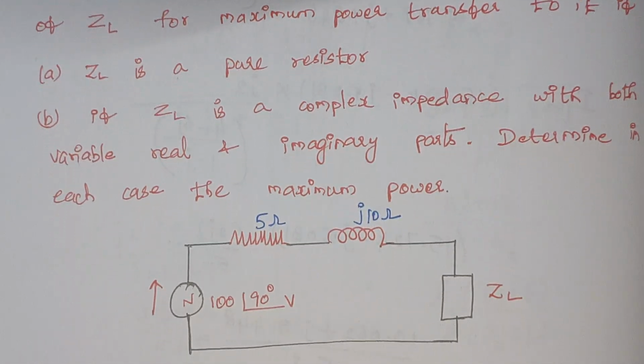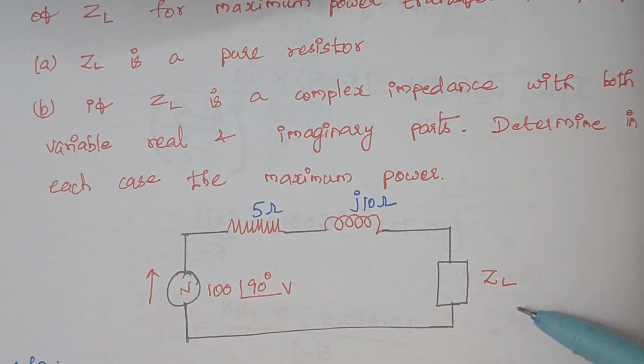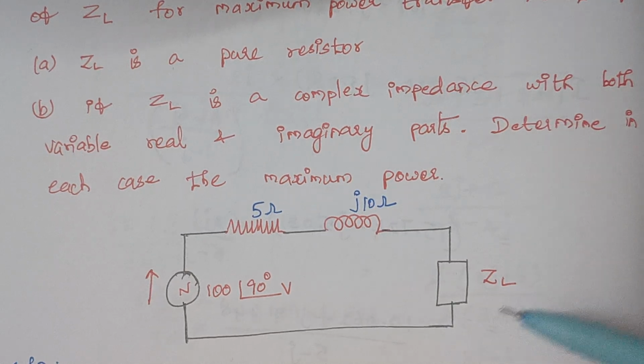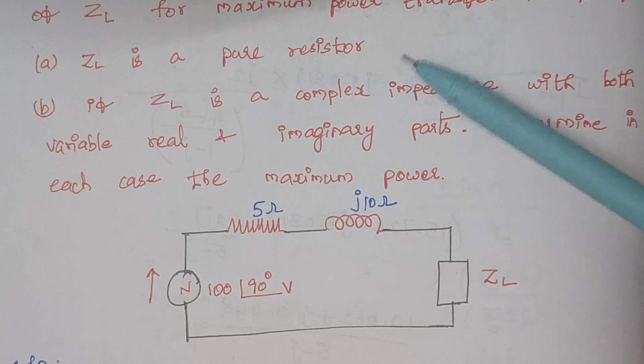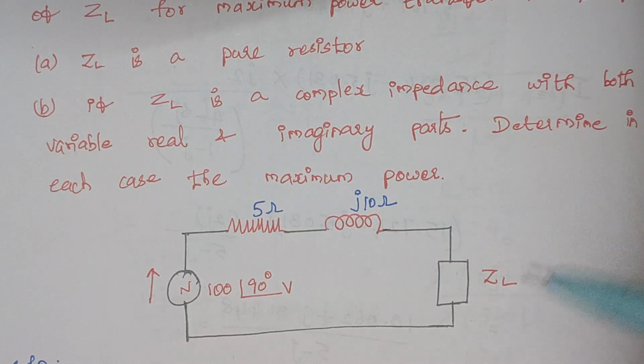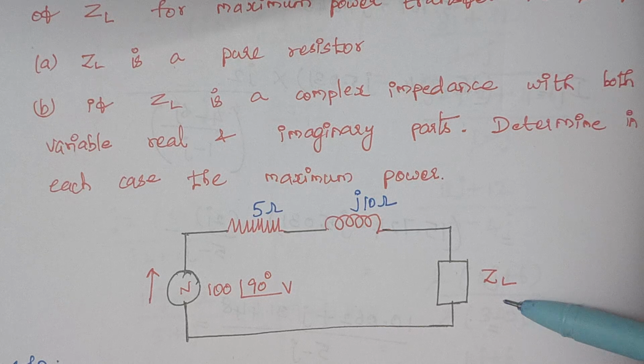So here is our given circuit diagram. The value of ZL is not given. In the first case we have to assume the value of ZL as a purely resistive one, and in the second case we have to assume the value of ZL as a complex one.